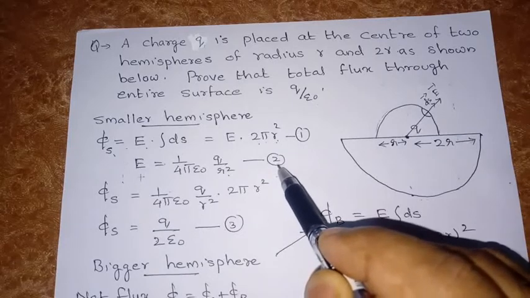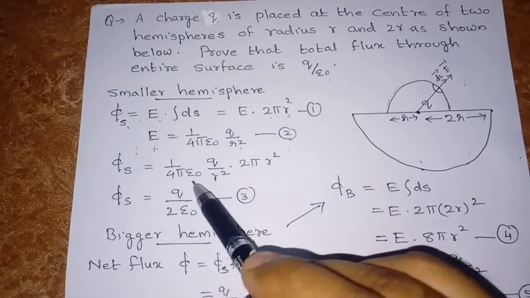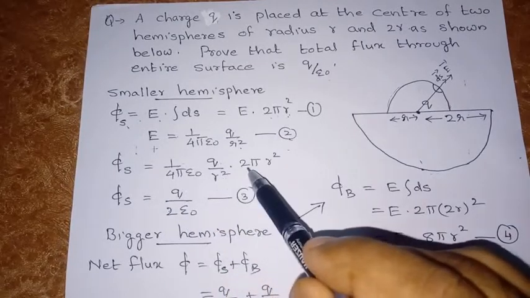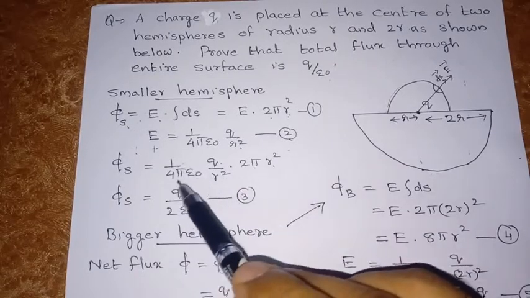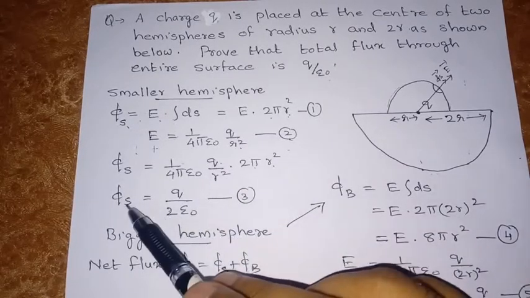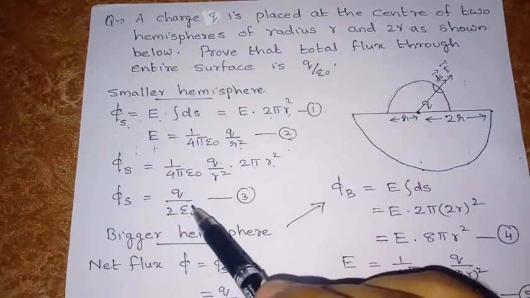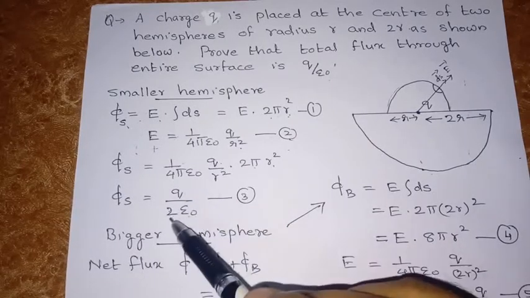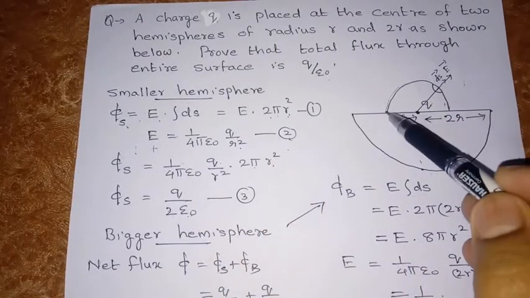Now let us substitute 2 in 1. We will get phi small r is equal to 1 by 4 pi epsilon 0 q by r square into 2 pi r square. Cutting the values from the numerator and denominator, we get phi smaller is equal to q by 2 epsilon 0. Sorry, this is the total flux that passes through the smaller hemisphere.